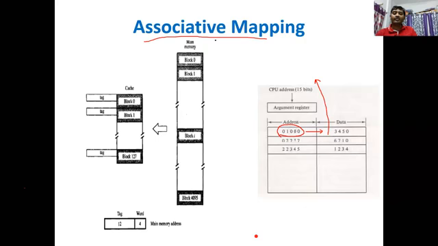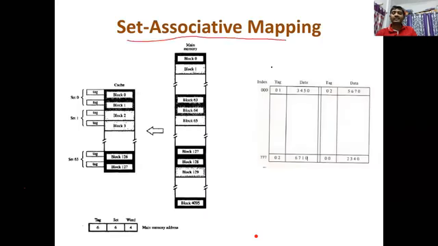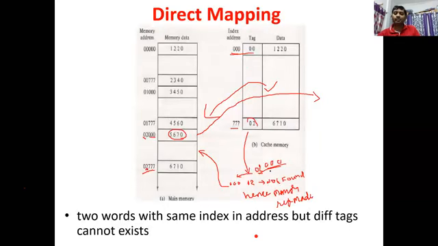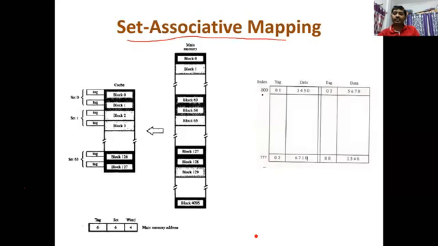Coming to the third point, set associative. Set associative removes the problem of direct mapping. In direct mapping, suppose I got 01000 and also 02000, then both of these will be taken together, right? Here 00 will be the index for both. I'm taking an example: one tag will be 01 and the other tag will be 02. So for 01 it will be 3450, and for 02 it will be 5670.